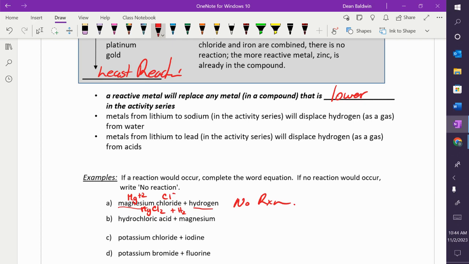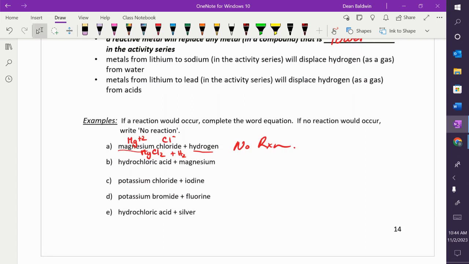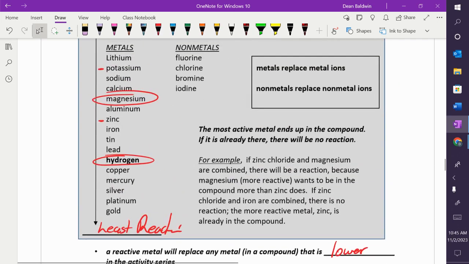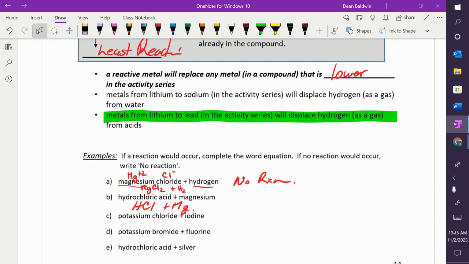All right. Hydrochloric acid. What's hydrochloric acid? HCl, plus magnesium. Now, if you just looked at what we have in the previous one, we have magnesium and just hydrogen. Hydrogen isn't bound to anything, it's H2. But hydrochloric acid, HCl, there's a special caveat. So if you look right above it, metals from lithium to lead will kick out hydrogen, displace it is how chemists would say it, from acids. Okay?